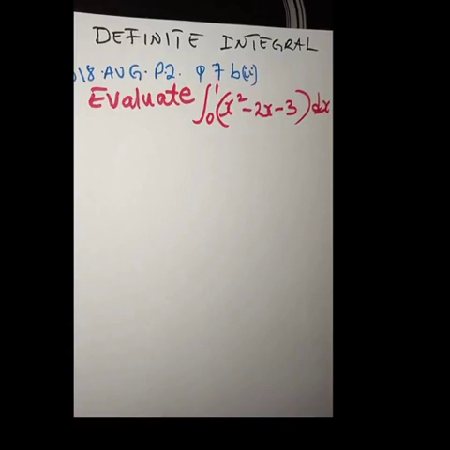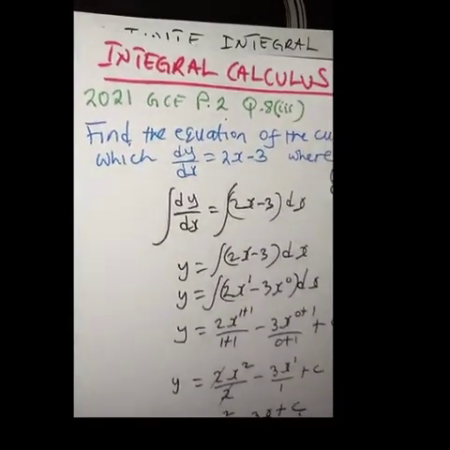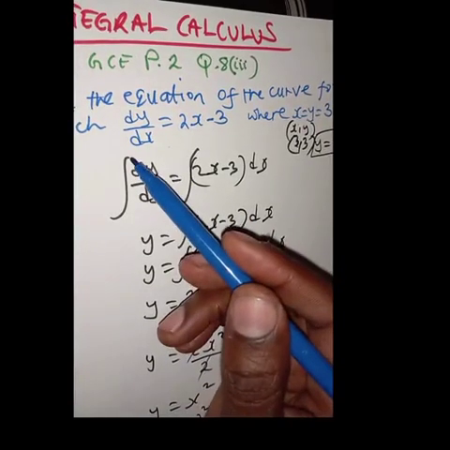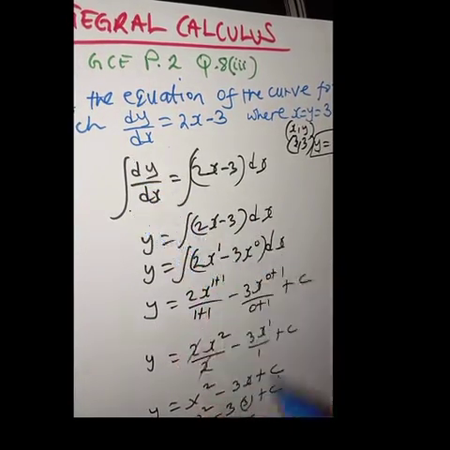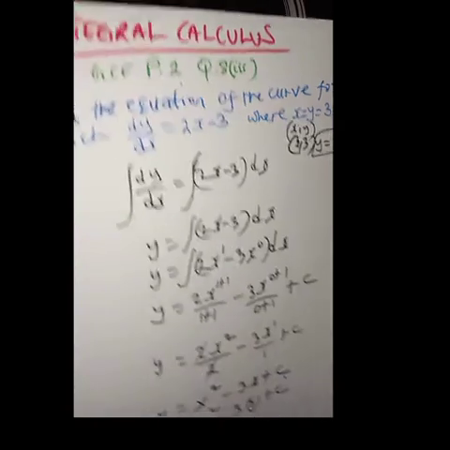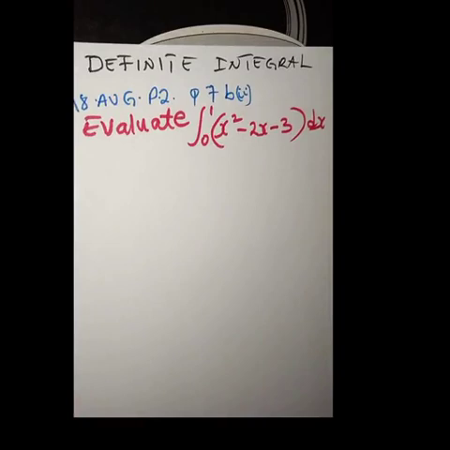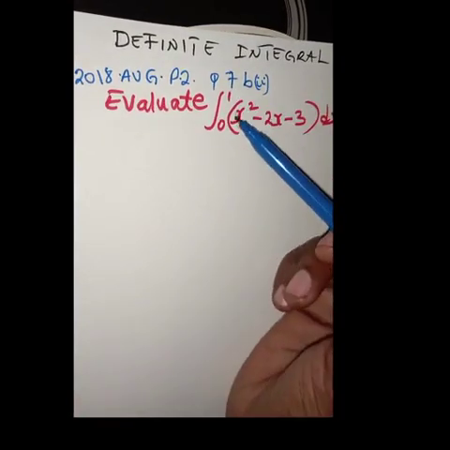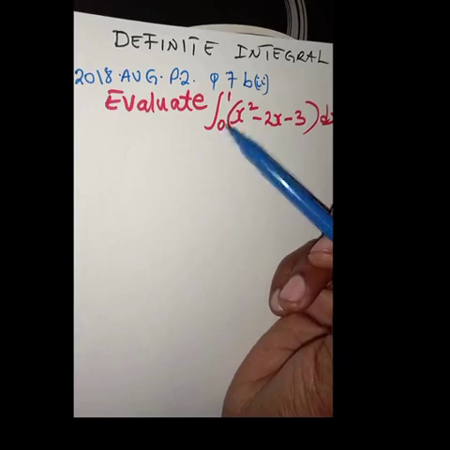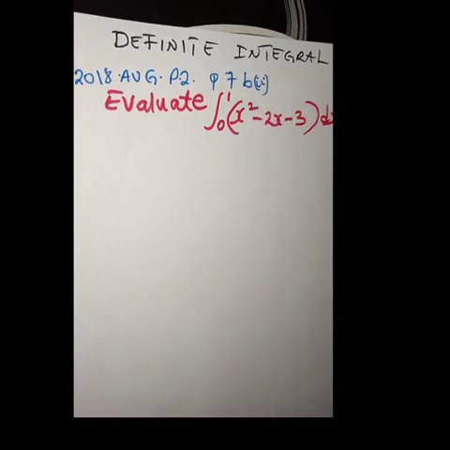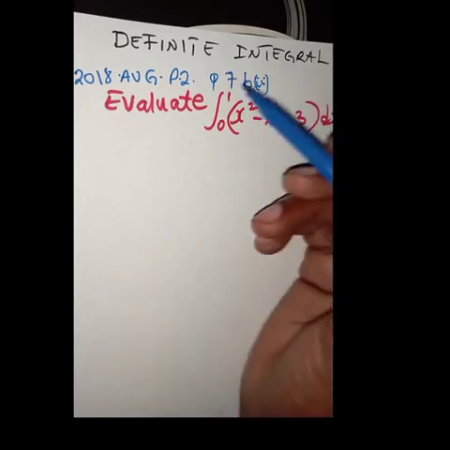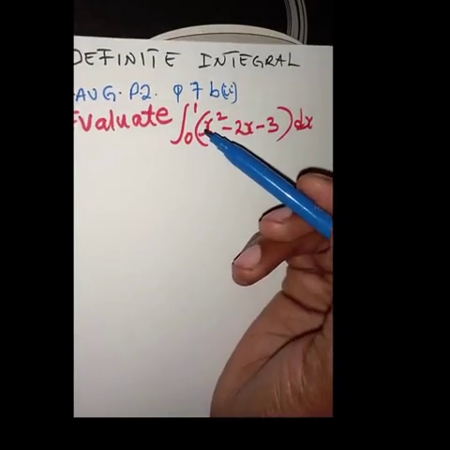We move on. This is a definite integral. Remember, in the other video we were talking about the indefinite integral. It had no limits. What I mean is, as you can see, there's nothing here, no number here, so it had no limits. But for this one, it has limits. There's a 1 and a 0. This one is the upper limit, this one we call the lower limit.